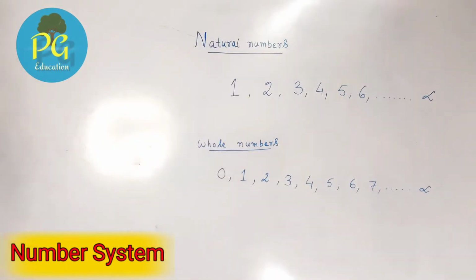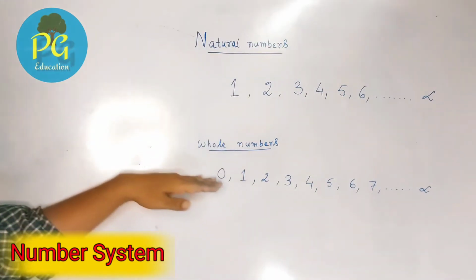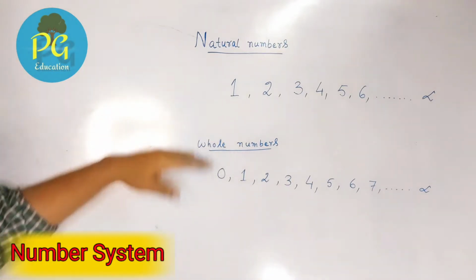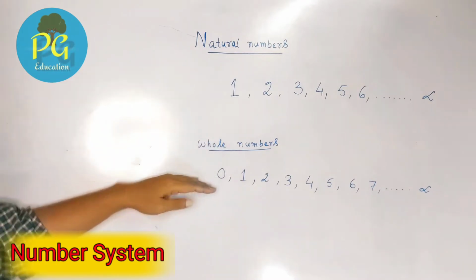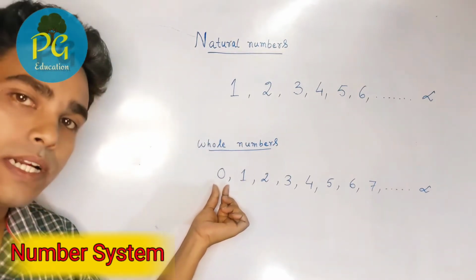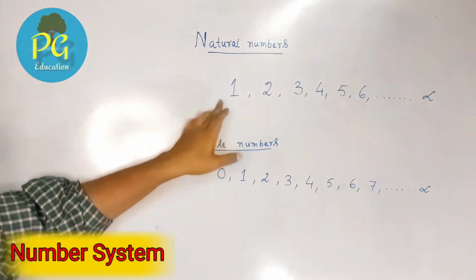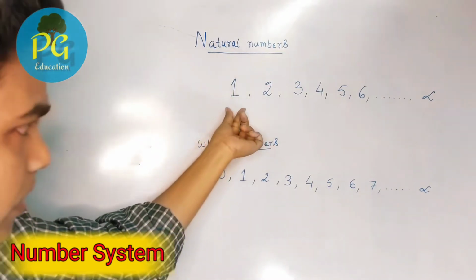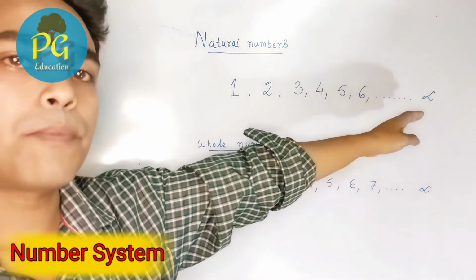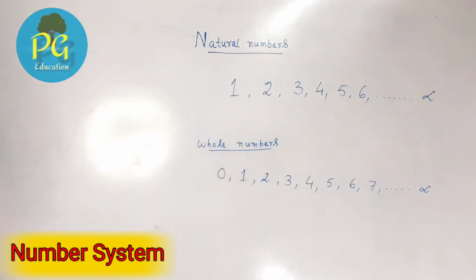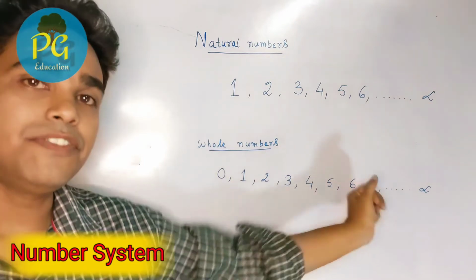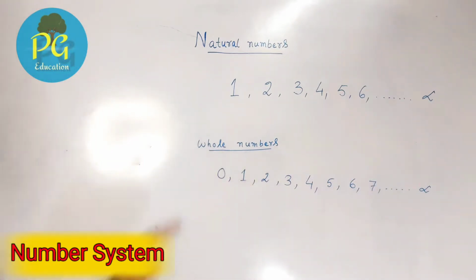Next is whole numbers. Whole numbers are also natural numbers 1, 2, 3, 4, 5, 6, but the difference between natural number and whole number is that here 0 is included, whereas in natural numbers there is no 0. So if the number series is starting from 1 and going on up to infinity, it will be called natural numbers, whereas whole numbers start from 0 and go up to infinity.